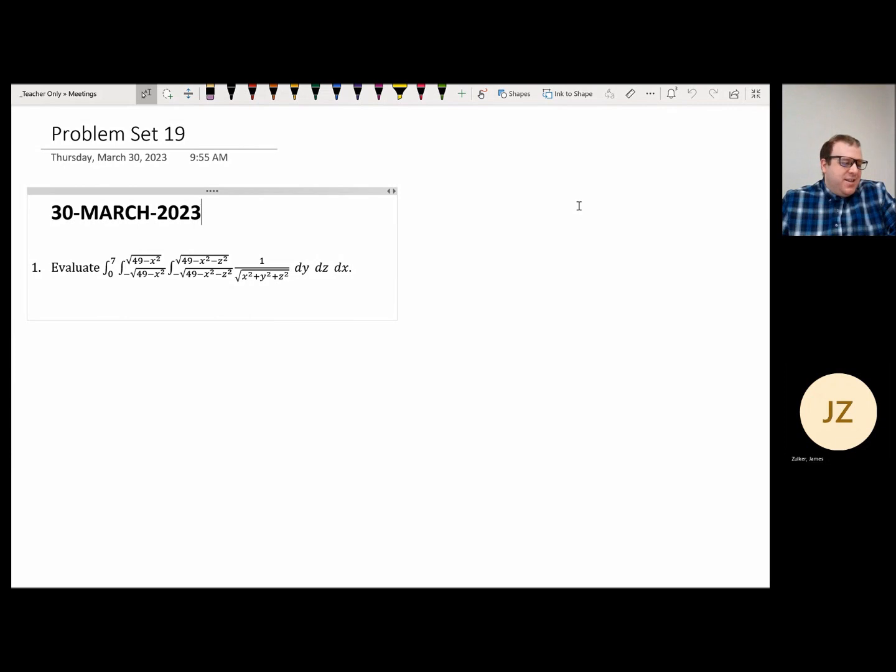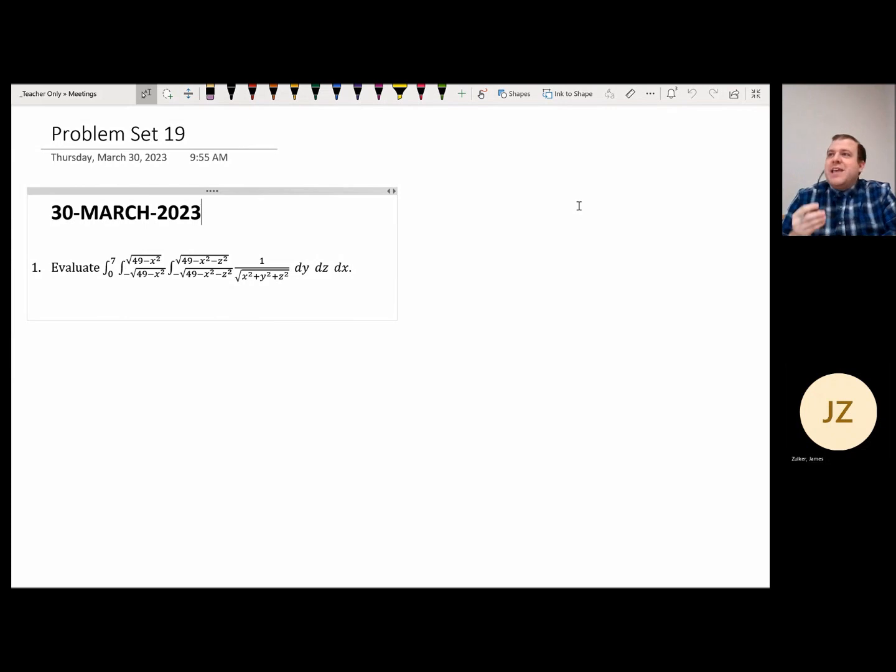We want to evaluate this iterated integral. Now we look at that and we go, huh, that just looks hideous. And in fact, if you try to evaluate it rectangularly, you're going to find you can't. 1 over the square root of x squared plus y squared plus z squared would have no analytic anti-partial derivative with respect to either y, z, or x. So even if you tried to rewrite this, you're going to run into the same problem. So we have to convert this.